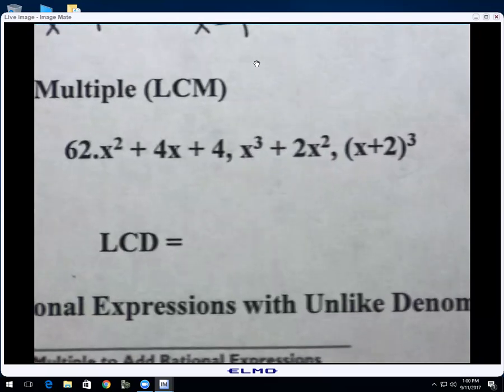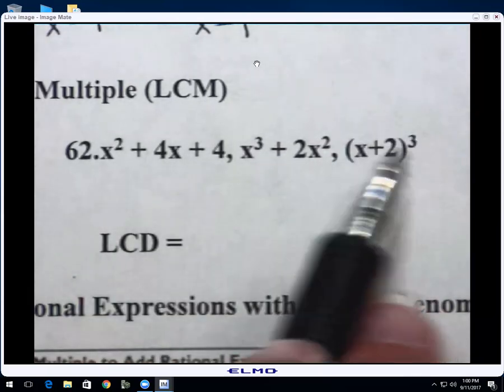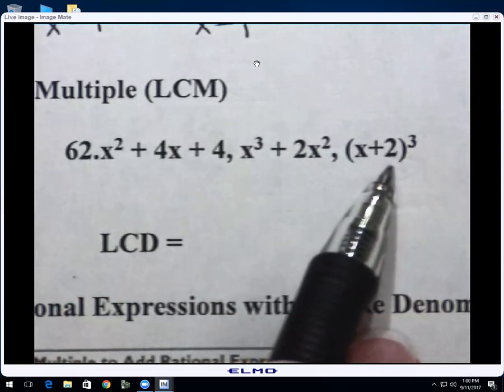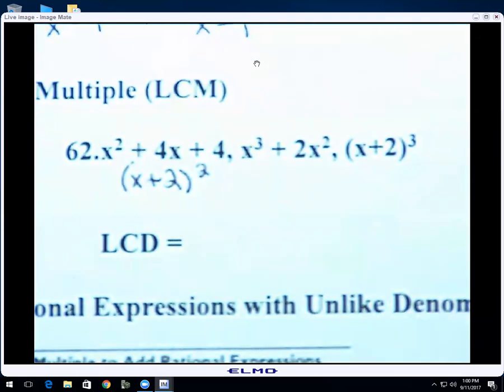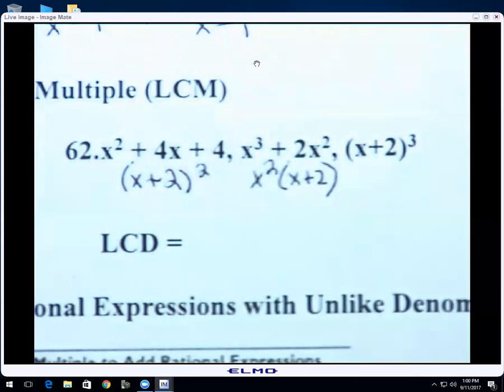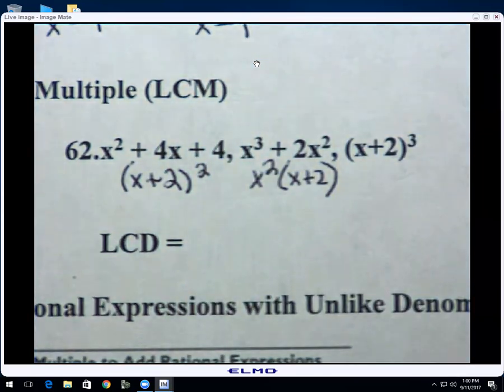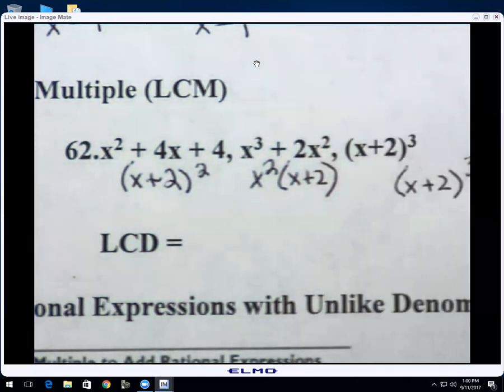All right, number 62, I'm trying to find the LCM of three expressions. That last one's already in factored form, but that first one would factor into (x + 2) squared. The second one, I could factor out an x squared and it would leave me an x + 2. And just so I don't forget about it, I'm going to bring down that third expression as well.